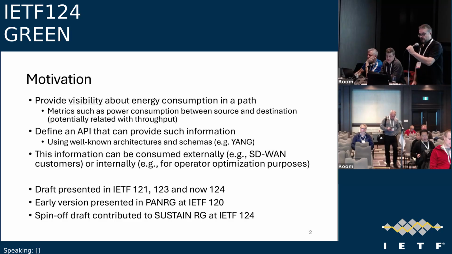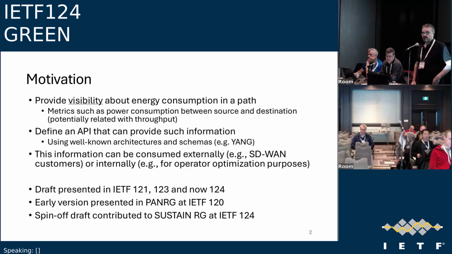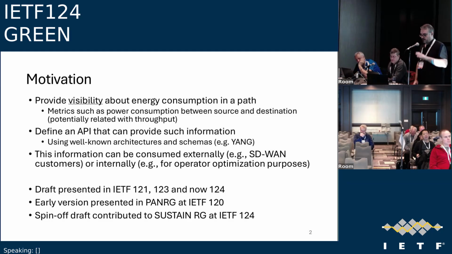For getting this visibility, we defined this API based on Jan models, and as said, the original idea was to make it available so that the external consumers can get the information, but also internal consumers could get it and use it for optimization purposes or whatever purpose that could be relevant for the consumer. We are not entering into the details of these purposes in the draft. We are simply focusing on the fact of retrieving the information.